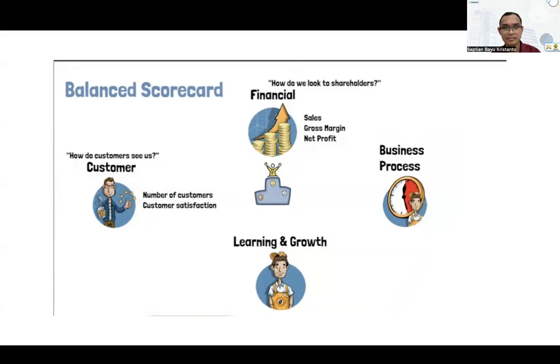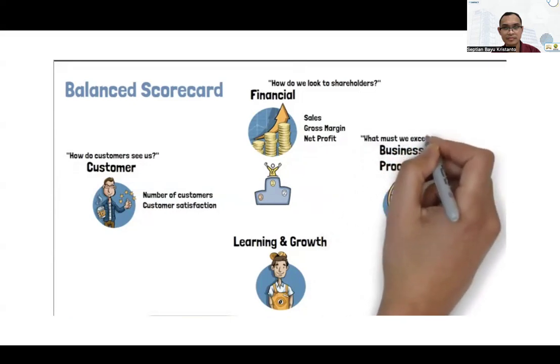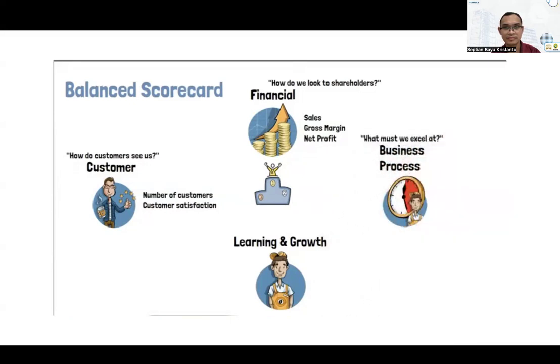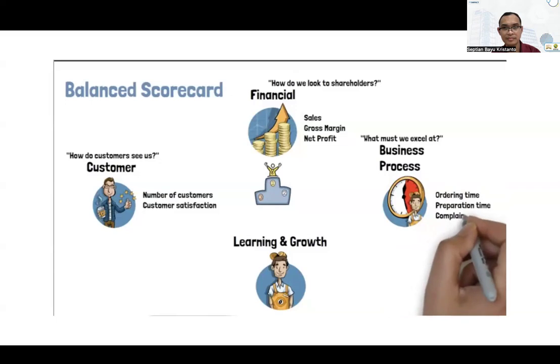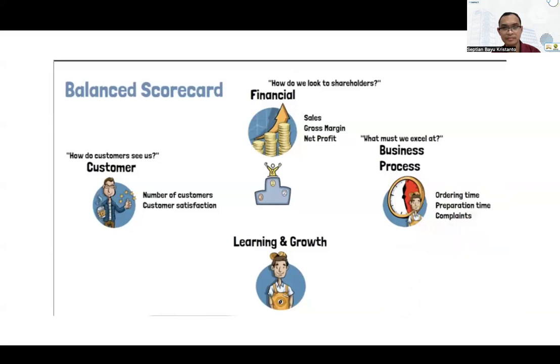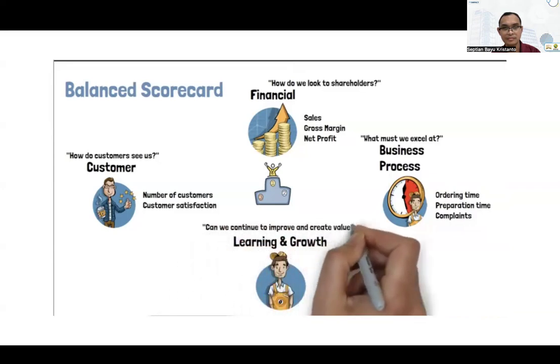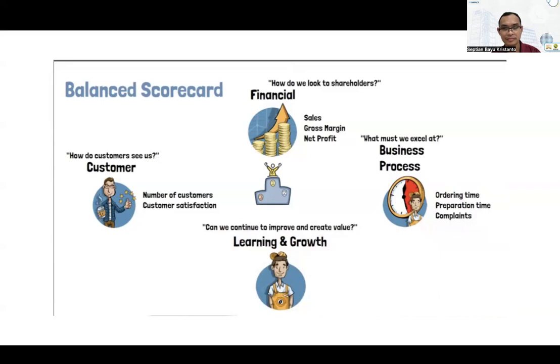In order to do well along the customer dimension, a company must do its work well. This is measured by the business process perspective and deals with the question, what must we be good at in order to succeed as a business? Performance indicators here can include the time taken to process an order, the time needed to prepare a coffee, and the number of complaints or quality incidents. Finally, a company needs to keep on learning and improving. The question, can we continue to improve and create value, is captured in the learning and growth perspective, with measures that can include the skills acquired by company employees or the development of new items on the menu.